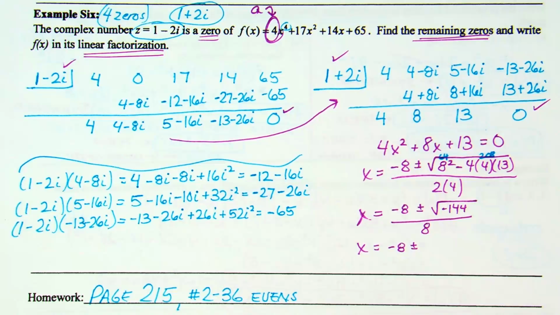Negative 8 plus or minus. What's the square root of negative 144? 12i, right? Because the square root of 144 is 12. The square root of a negative is i. So negative 8 plus or minus 12i all over 8.